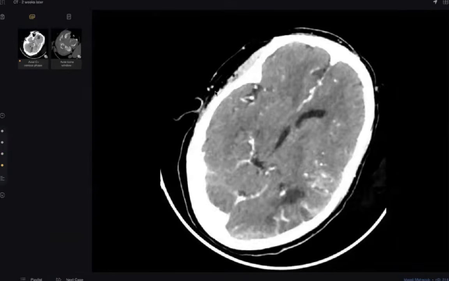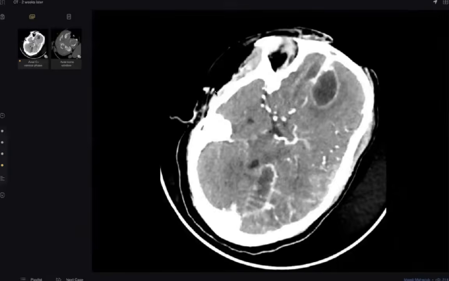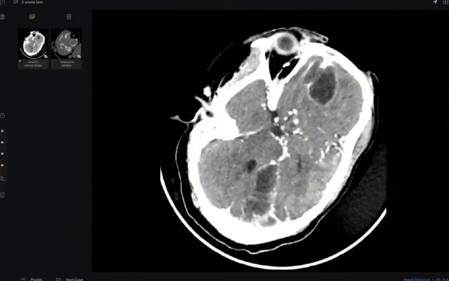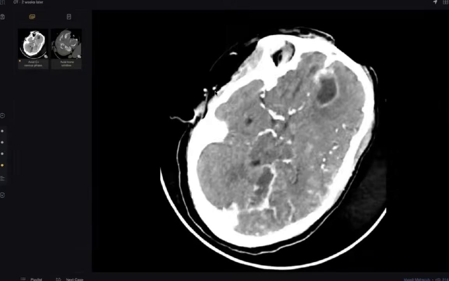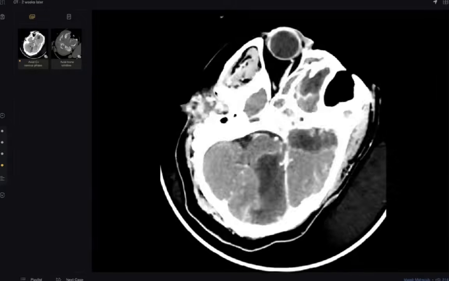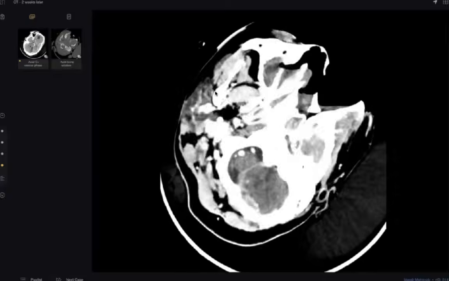After 2 weeks, what do you think? The brain presents lesions showing peripheral rim enhancement, denoting abscess, multifocal abscess formation. I would like to check the sinuses to exclude any associated sinus thrombosis, which is a known complication, and to look for associated meningitis as well.